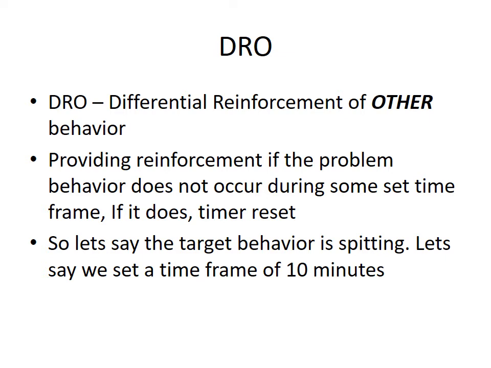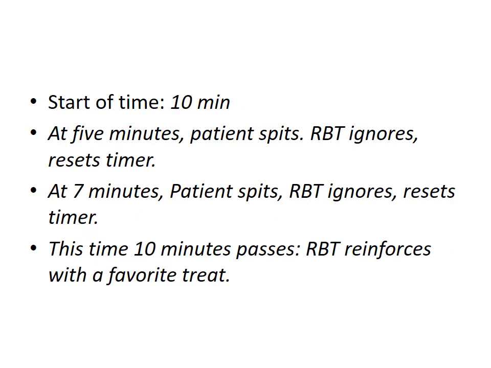So we provide reinforcement if the problem behavior does not occur during that time frame. If it does, we just reset the timer. So let's say the target behavior is spitting, and let's say we set that time frame to 10 minutes. Start of time, 10 minutes. At the 5-minute point, the patient spits. RBT ignores and resets the timer.